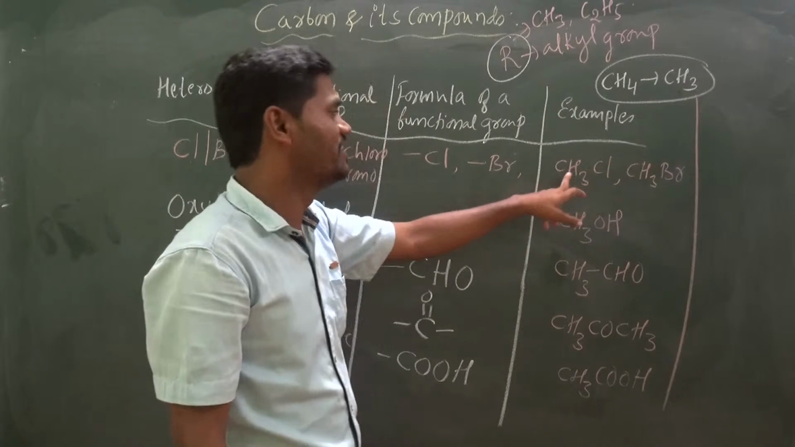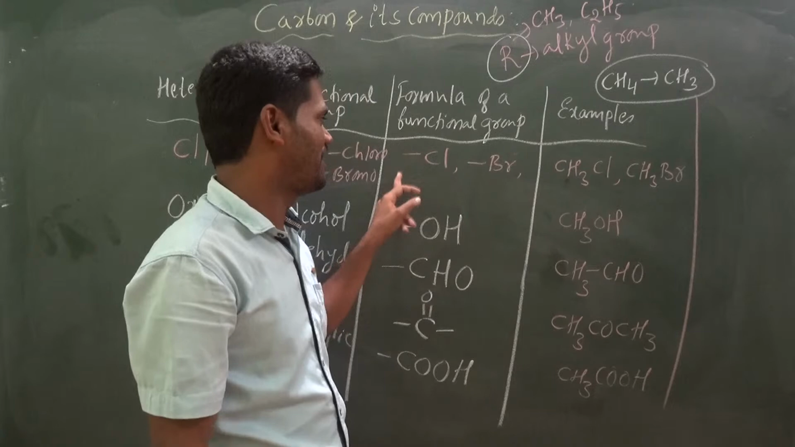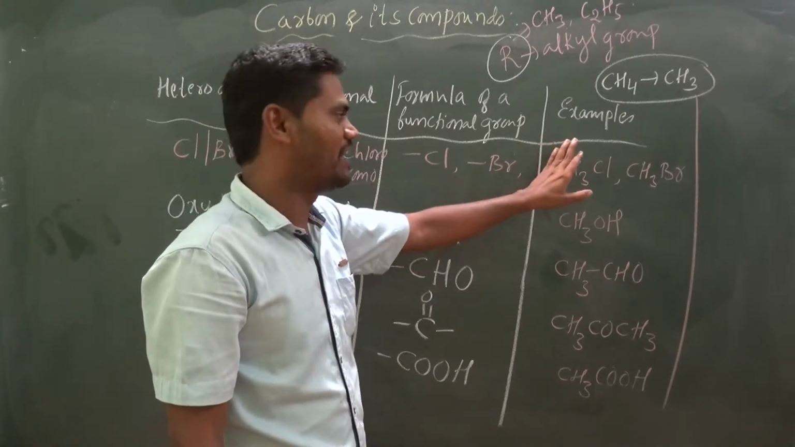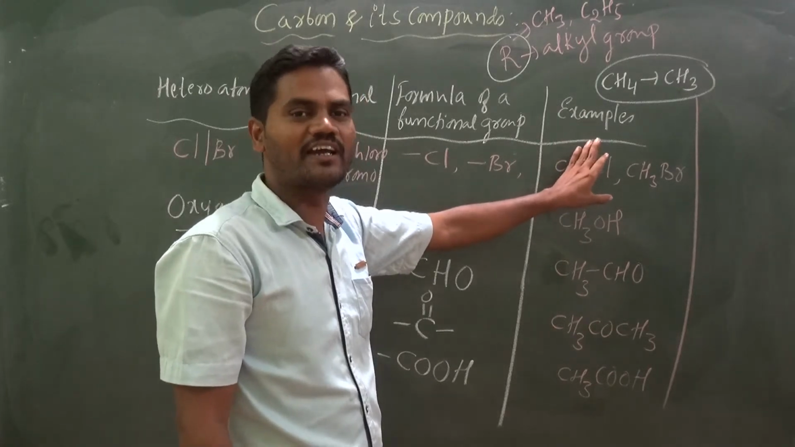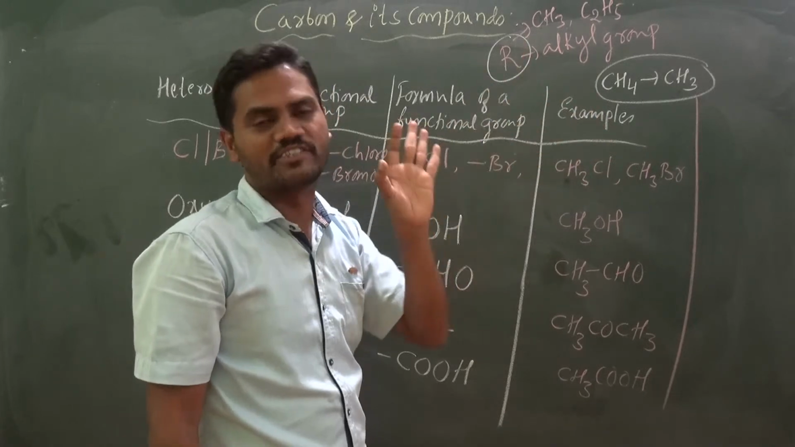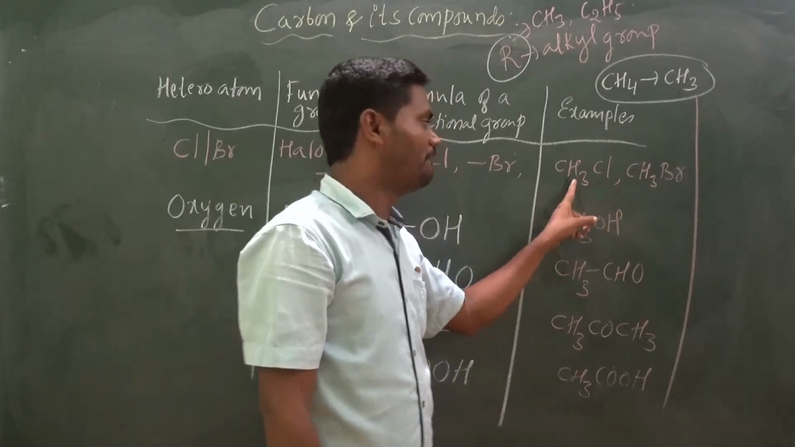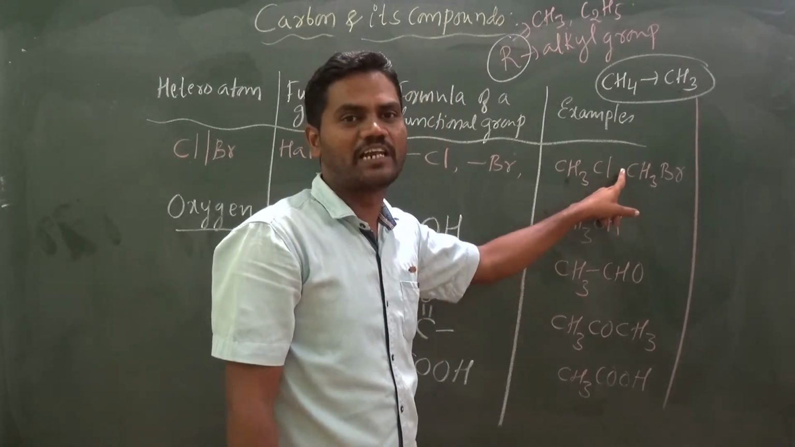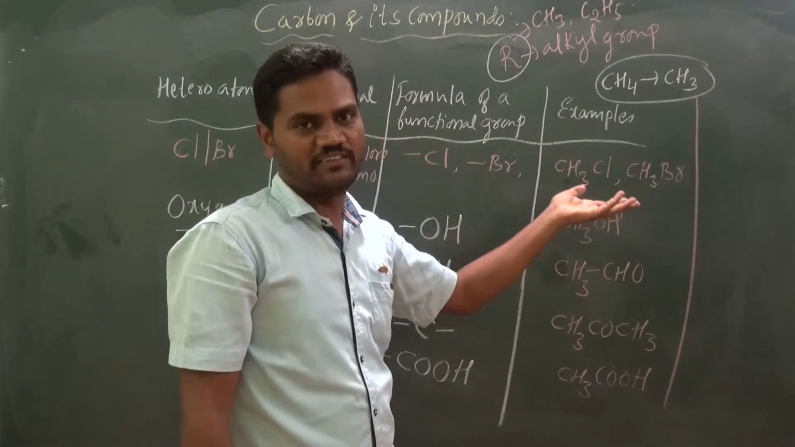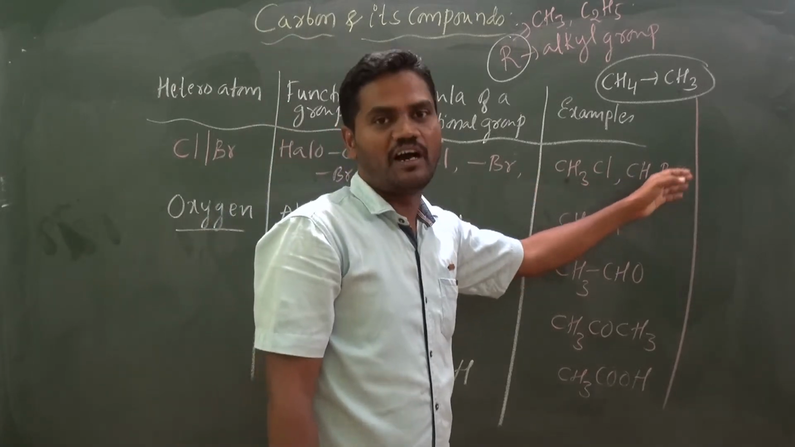I have written R in place of the alkyl group, RCl. I am adding this R with Cl and R with Br, meaning I have taken the example as an alkyl group. Alkyls are nothing but those that differ by one hydrogen. So here CH3Cl, methyl chloride. The common name is methyl chloride and the IUPAC name is chloromethane. Like that you can name these organic compounds also. And this one is methyl bromide or bromomethane.